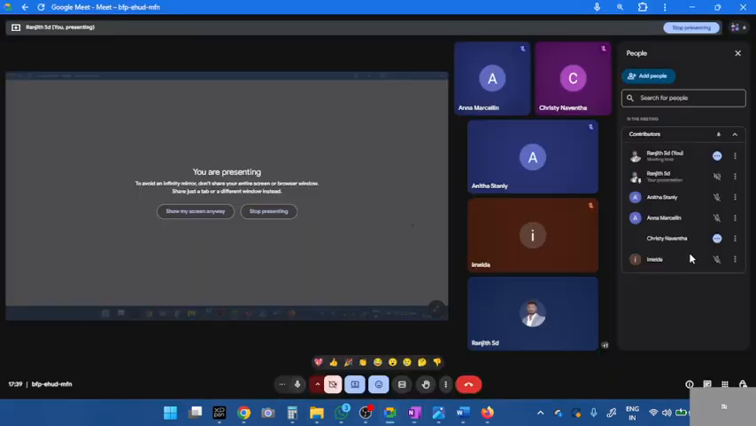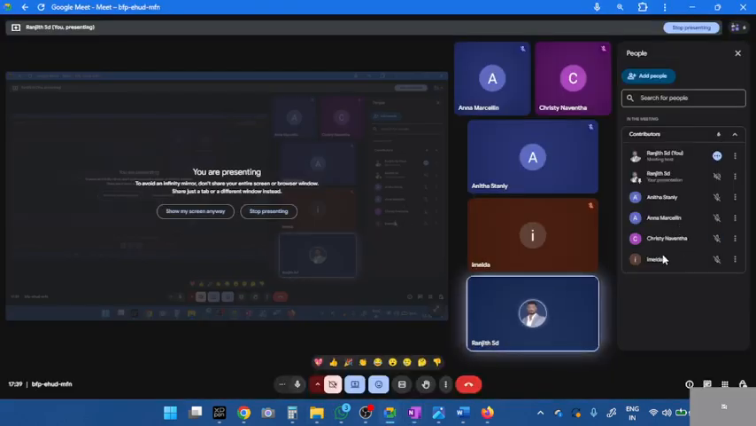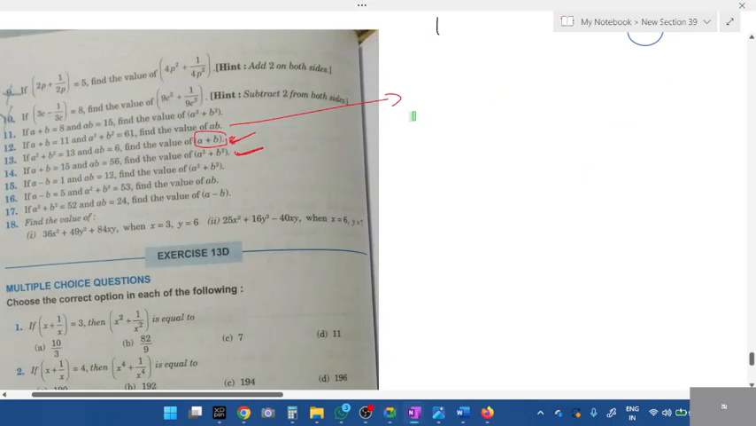What are these two students doing? Anna and Amilda. While online, students, solving. Amilda, are you solving or sleeping? What are you doing, Amilda? Writing the questions? Okay.